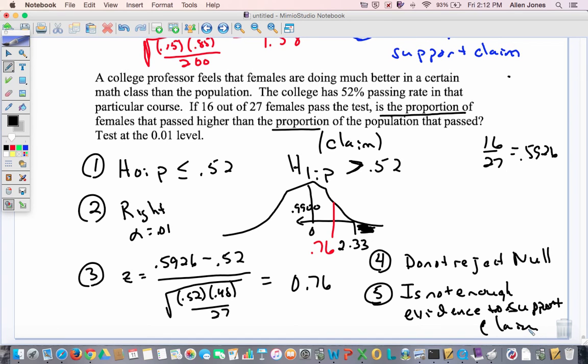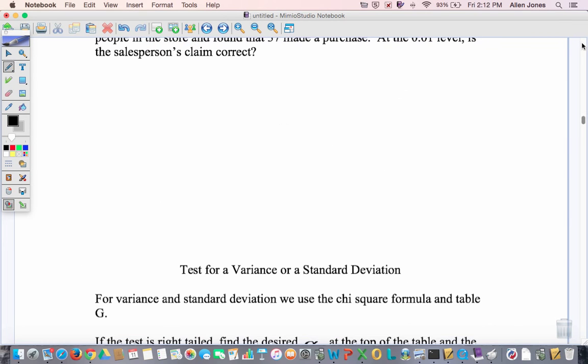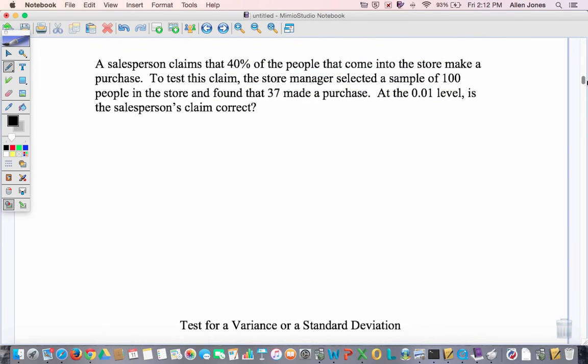Okay, so make sure you keep that alternative or that null hypothesis statement separate from the claim statement, and take a peek at where the claim is before you make that generalized statement. One more time here with our proportions. Salesperson claims that 40% of the people that come into the store make a purchase. To test this claim, the store manager selected a sample of 100 people in the store and found that 37 made a purchase. At the 0.01 level, is the salesperson's claim correct?